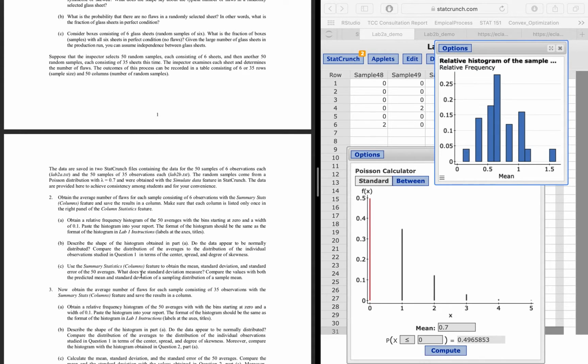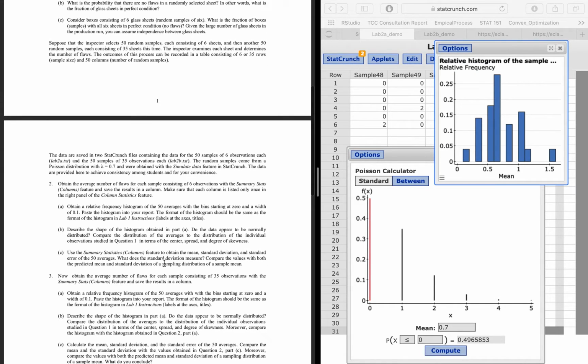Part c says to get the mean, standard deviation, and standard error. What does the standard deviation measure? Compare the values with both the predicted mean and standard deviation. Okay. So here predicted is not really the correct word, but anyway.